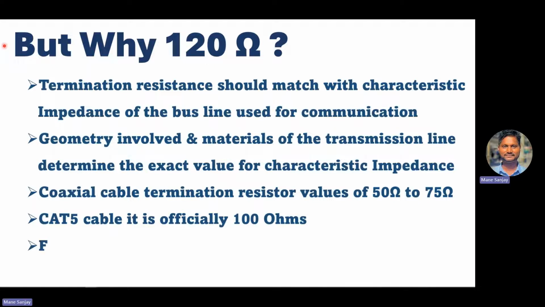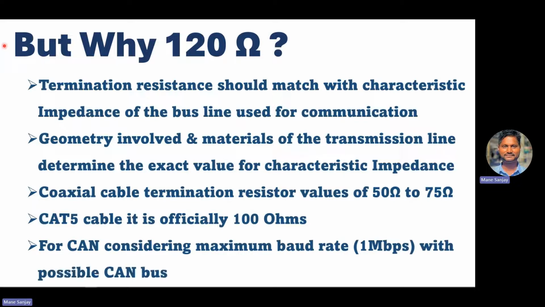So for CAN, considering the maximum baud rate with a possible CAN bus length of 40 meter, these are the important points leading towards why we derive this 120, how this magical figure comes from. So in the CAN, we know that the main backbone length or the CAN bus length is limited by the baud rate. Higher the baud rate, lesser the length. Lesser the baud rate, higher the length. But we are considering the maximum baud rate here. That is the worst case scenario. And so we can have the maximum bus length of 40 meter, right?